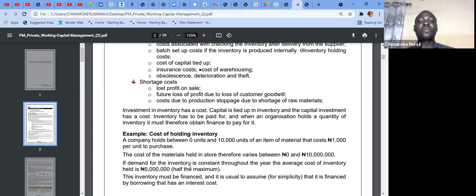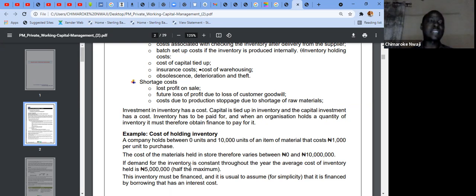So you lose profit due to loss of customers' goodwill, and also cost due to production shortage, because you have raw material shortage. There may be a shortage of production due to shortage of raw material. So you see, investing in inventory is costly. Though it is good to have products, it's good to have inventory, but you need to count the cost. Capital is tied up in inventory, and the capital investment has a cost.